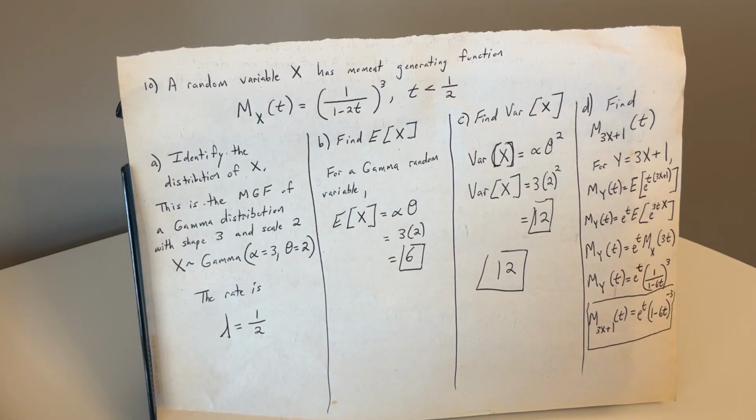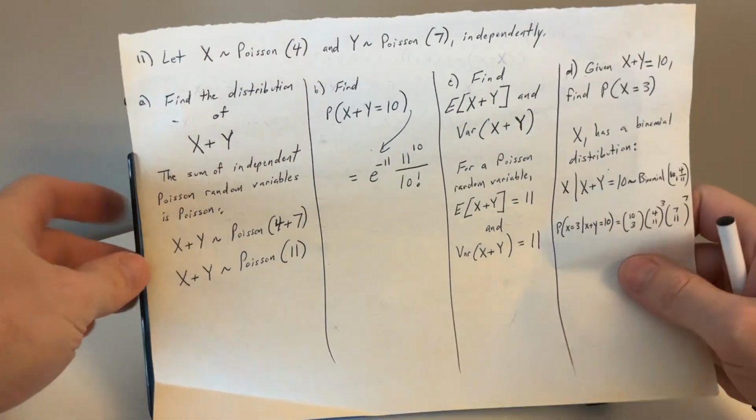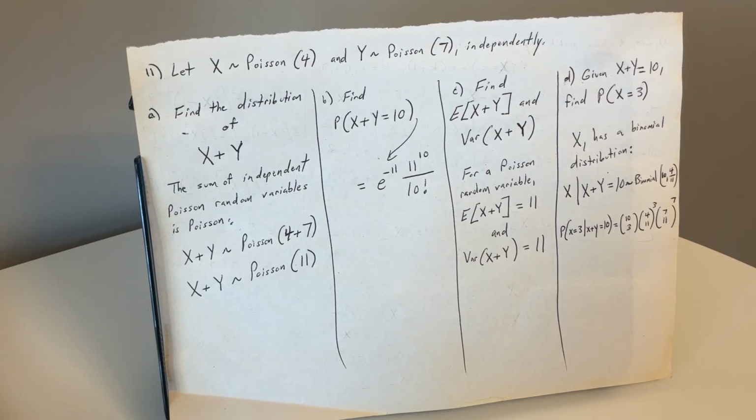Now we can move along to number 11. Number 11, let's see what we have here. Okay, Poisson. Let x be distributed Poisson 4, and y be distributed Poisson 7, independently.